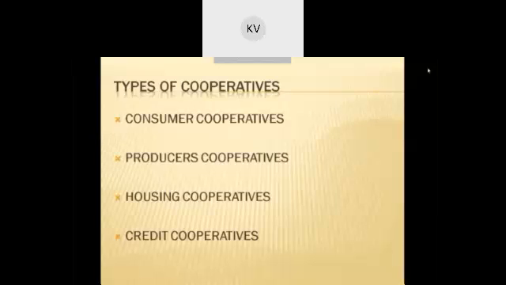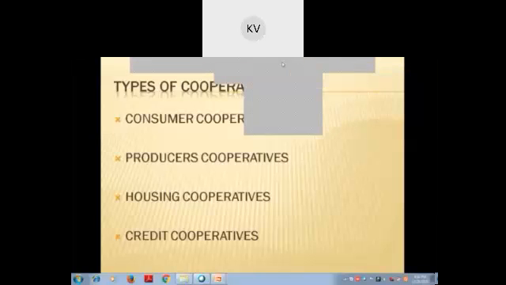And then credit cooperatives. These cooperative societies are those formed with the purpose of providing short-term financial help to the members, agriculturists, artisans, industrial workers, salaried employees, like that. It is called credit cooperatives. Okay, do you understand, children?